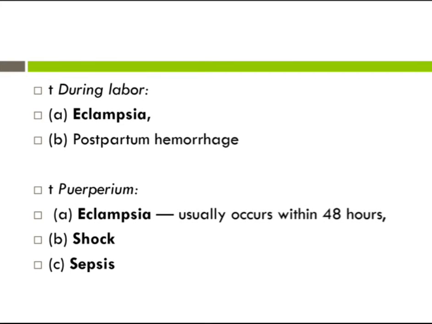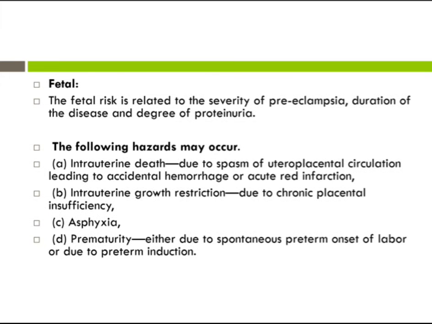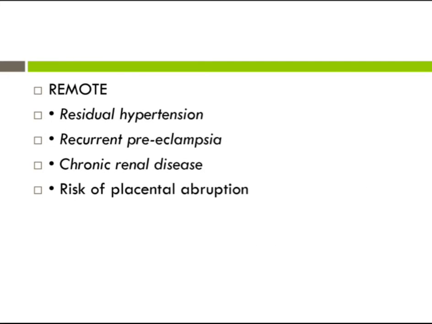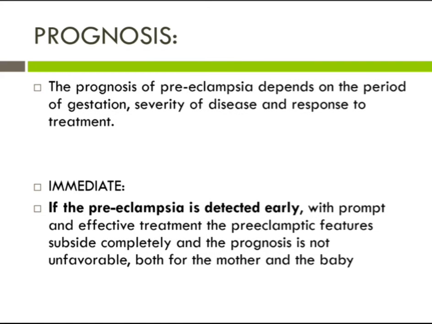During labor: eclampsia, postpartum hemorrhage. In the puerperium: eclampsia, shock, sepsis. So fetal complications. The fetal risk is related to the severity of preeclampsia, duration of the disease, and degree of proteinuria. The following hazards may occur: intrauterine fetal death, intrauterine growth restriction, asphyxia, and prematurity. Then remote complications are residual hypertension, recurrent preeclampsia, chronic renal disease, risk of placental abruption.